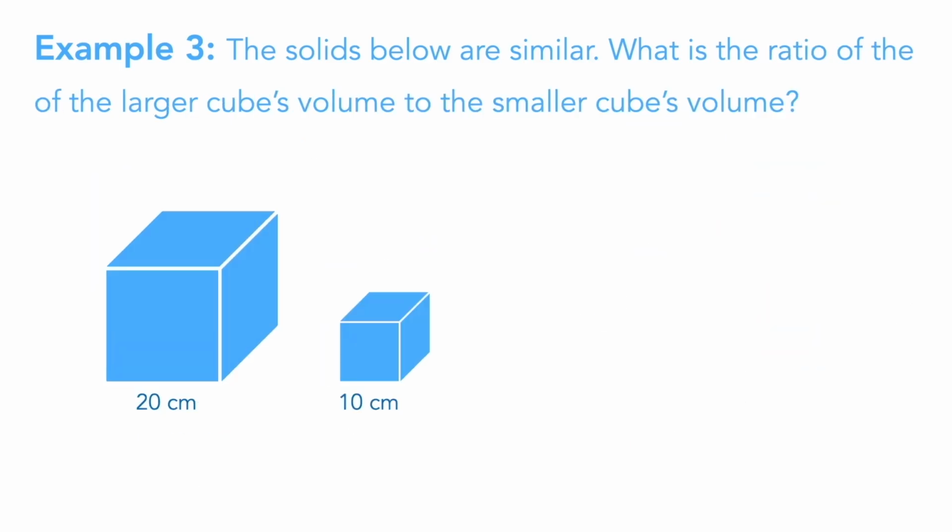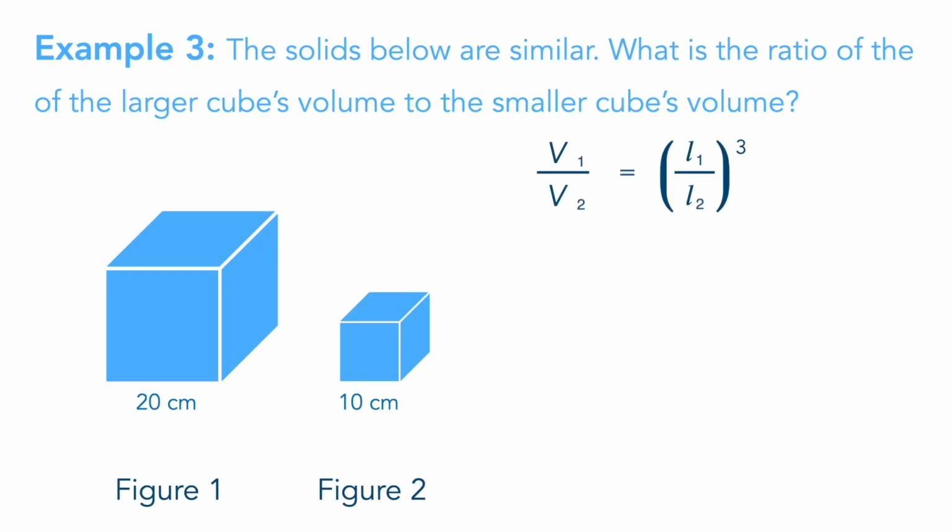In example 3, we once again have two similar solids, and we want to find the ratio of the larger cube's volume to the smaller cube's volume. Here, we can label the larger cube as figure 1 and the smaller cube as figure 2. The ratio between the volumes is equal to the cube of the ratio between the lengths. The side length of figure 1 is 20 centimeters, and the side length of figure 2 is 10 centimeters, so we can substitute 20 and 10 for length 1 and length 2.